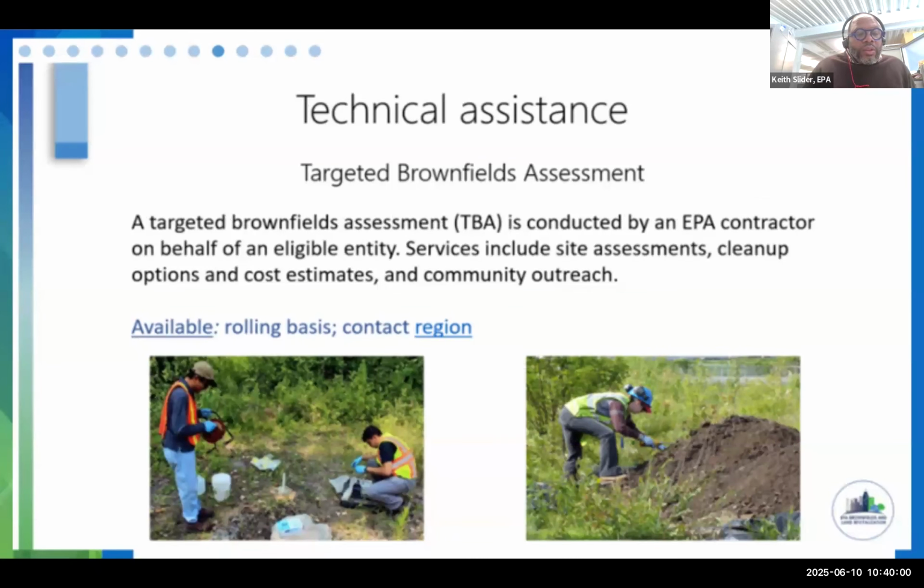Our technical assistance includes the services provided by us and our select contractors. It can include everything from our targeted brownfields assessment program, which could, of course, include the Phase 1 and Phase 2 and sampling, some structural, but not much, depending on the type of project, and some site revitalization efforts.